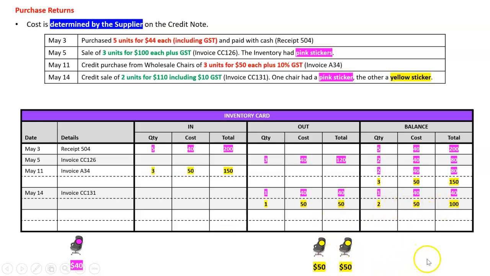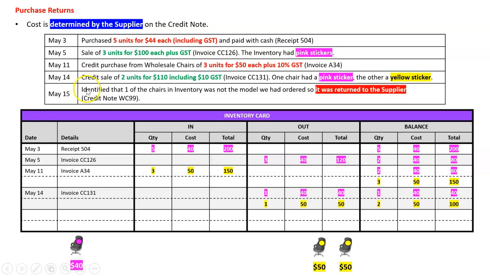And then instead of a sales return, let's deal with this one. We identified that one of the chairs in inventory was not the model we had ordered, it's the wrong one. So we return it to the supplier on this credit note here. Which one did we return? Well, we can't tell really, because if you look at this, at the moment in inventory, we've got 1 pink one and 2 yellow ones. Which one was the wrong one? Well, we can't answer that with that question as it is. So the question must tell us. We don't really need to think, because the supplier will tell us what the credit is.